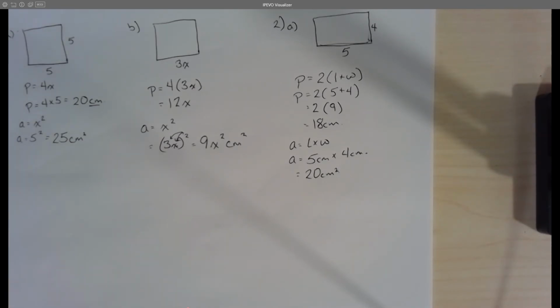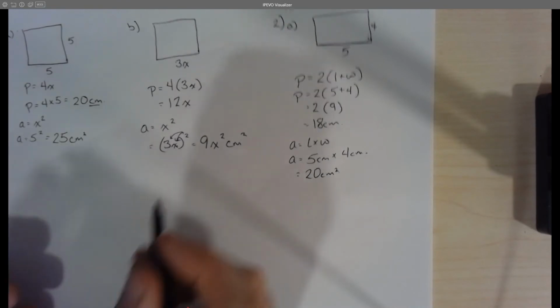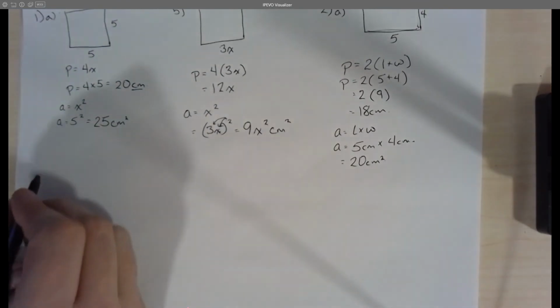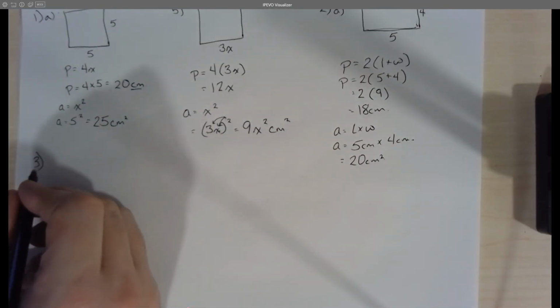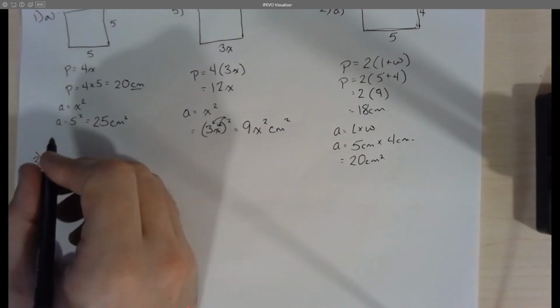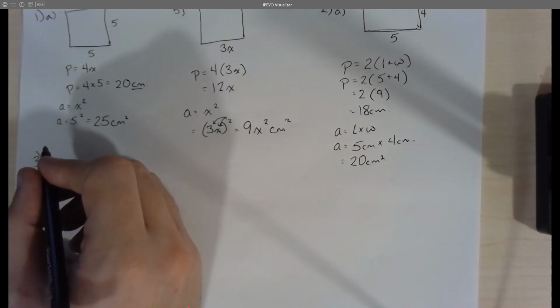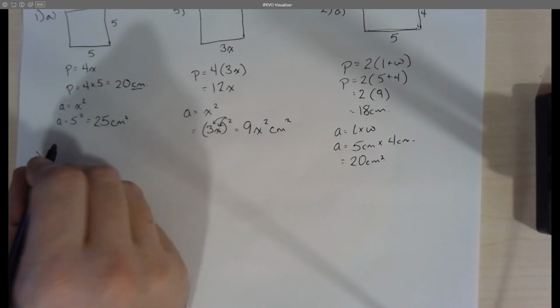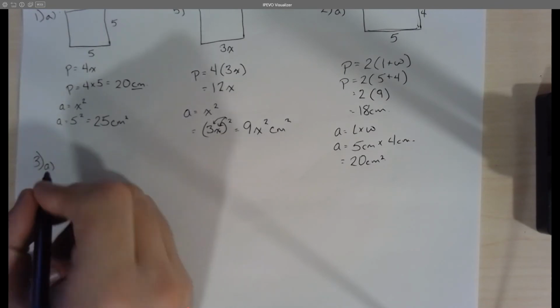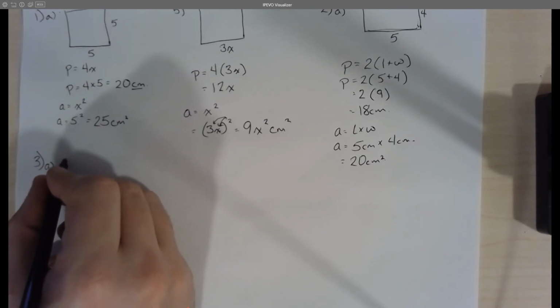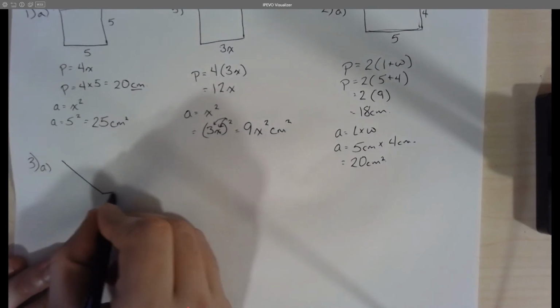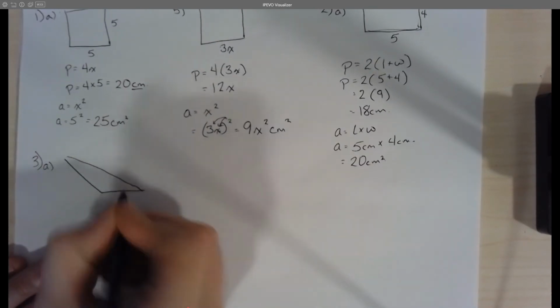As we go through and solve area and perimeter for a rectangle. Question 3 has us doing the same thing, but now we are dealing with a triangle. So in question 3, we have a triangle A. This time we're only asked to figure out the area. We don't have to figure out the perimeter for this one. So for triangle 3A, we have a shape that looks a little bit like this.